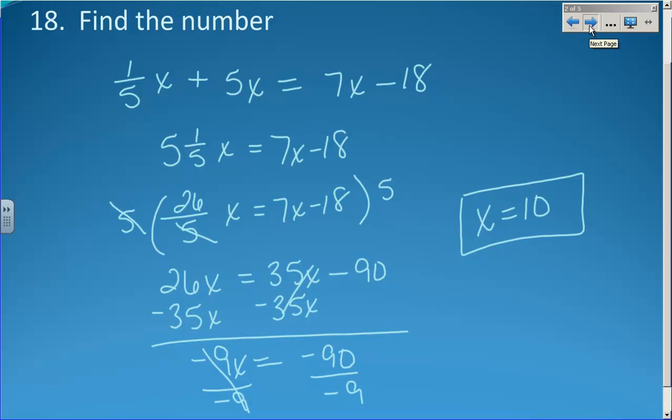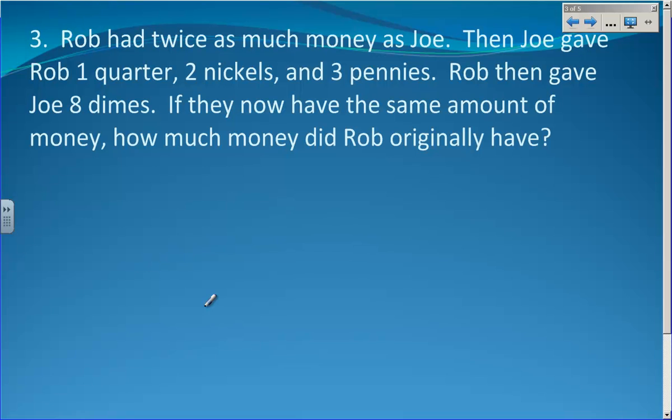So let's look at another problem. So Rob had twice as much money as Joe. Then Joe gave Rob 1/4, 2 nickels, and 3 pennies. Rob then gave Joe 8 dimes. If they now have the same amount of money, how much money did Rob originally have?